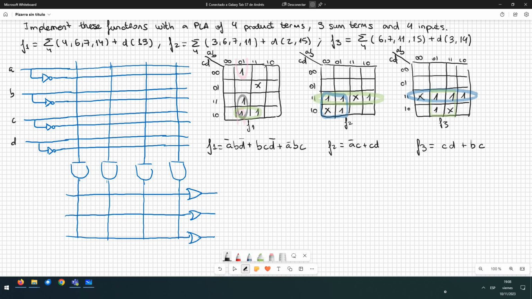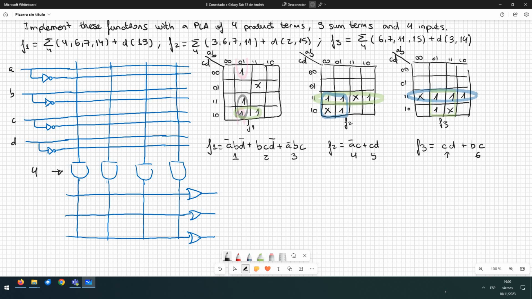We have 1, 2, 3, 4, 5, this is repeated, and 6. So we have 6 product terms, and we can implement with this PLA only 4. So we cannot implement the functions this way.